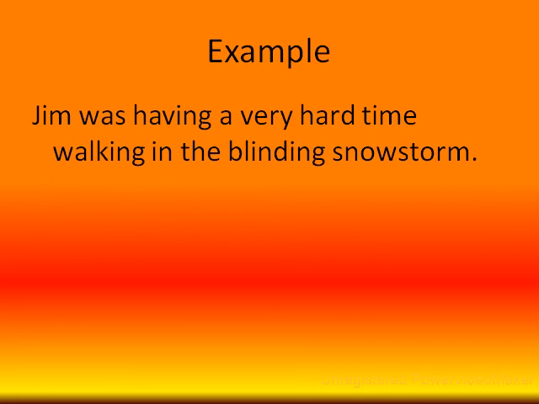Let's look at some examples of internal and external conflict. Jim was having a very hard time walking in the blinding snowstorm. Where is the conflict coming from? From outside. This is an example of external conflict.